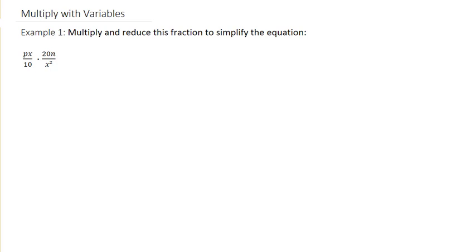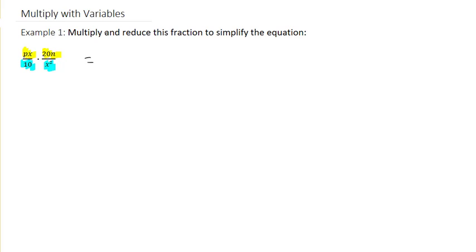Multiply with variables. Example 1. Multiply and reduce this fraction to simplify the equation. So here we have two fractions, and we're going to treat it just like we've done before, where we multiply the top together and we're going to multiply the bottom together.